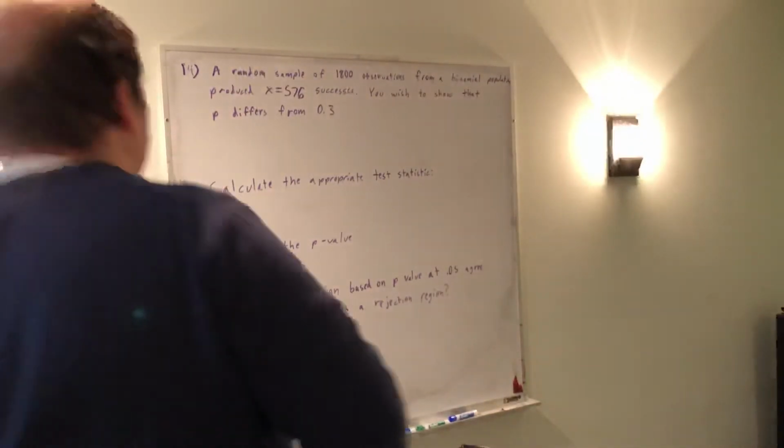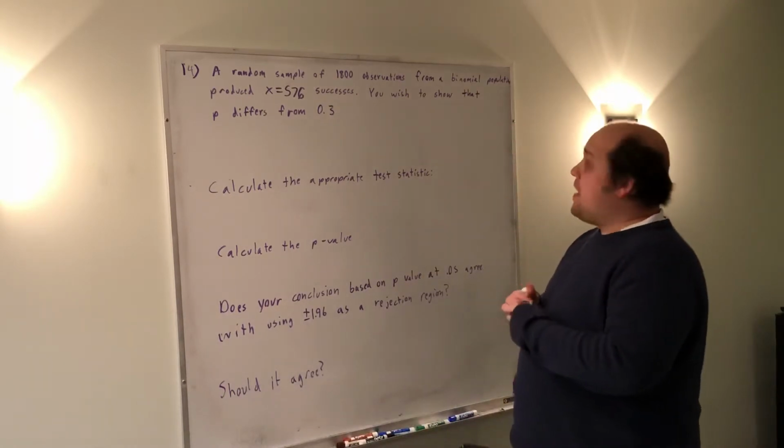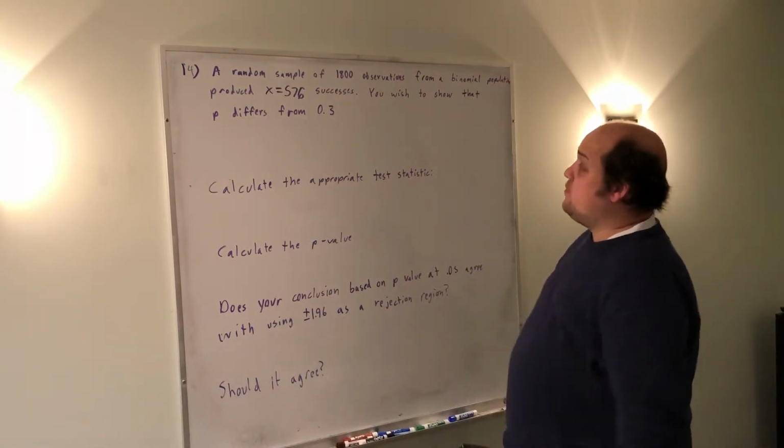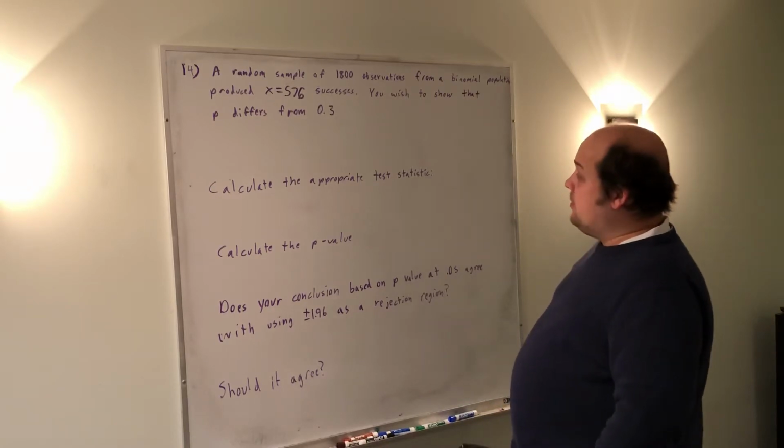The last problem in this section starts out by telling me a random sample of 1,800 observations from a binomial population produced x equals 576 successes. You wish to show that p differs from 0.3.